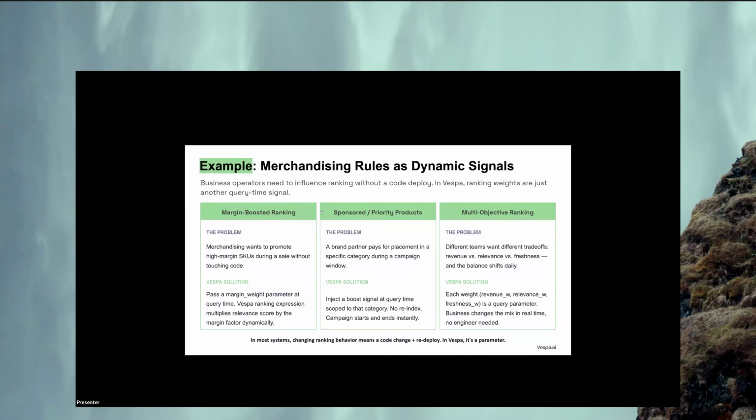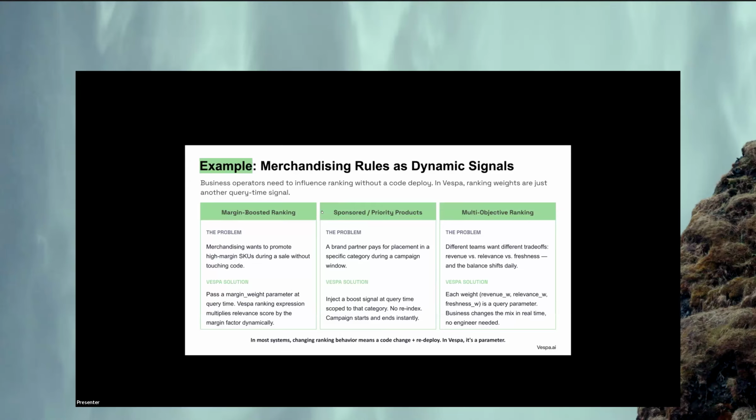Now, let's discuss how merchandising rules can be applied as dynamic signals, right? In this example, business levers are expressed as query time signals, not code deploys. Essentially, merchandisers need to influence ranking constantly. This can be promotions, partner campaigns, margin targets.